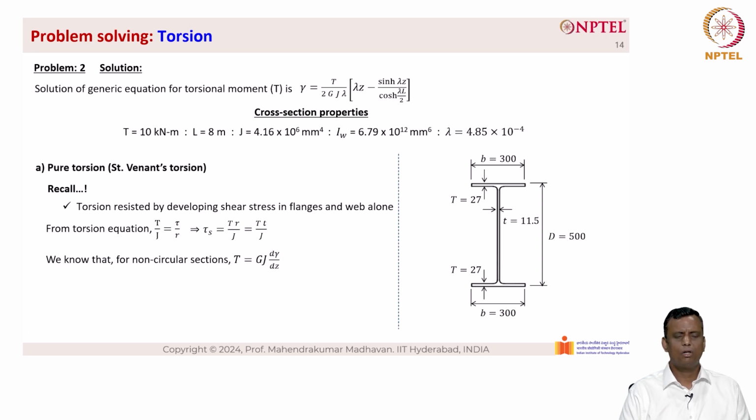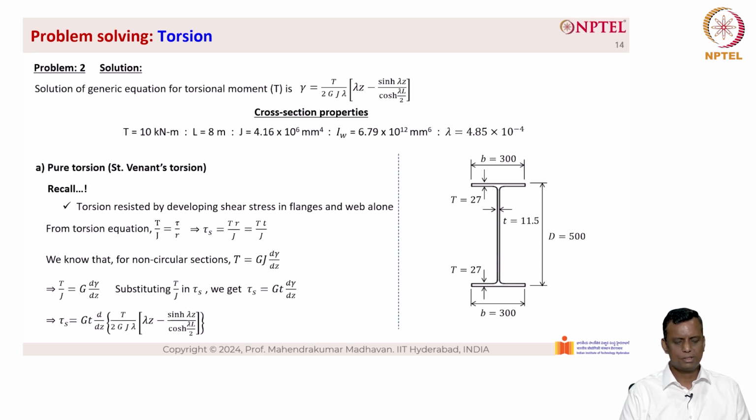And we know that for non-circular cross section, T equal to GJ into d gamma by dz. So we have T by J equal to G into d gamma by dz. Now we can substitute that in the above equation, which is tau sub S equal to capital T into small t divided by J. So T by J can be represented as G into d gamma by dz multiplied by t.